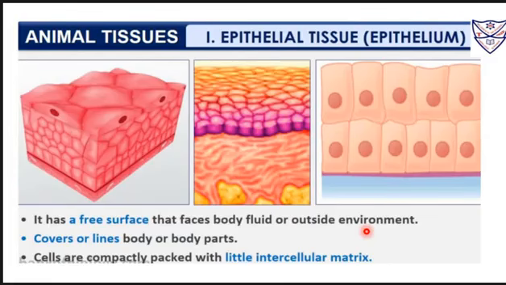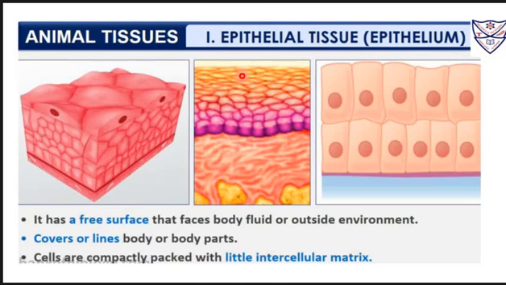Let us start with studying epithelial tissue. So what is the meaning of epithelium? Epithelium is the topmost layer. So this tissue is the topmost tissue of the body. It has a free surface that faces body fluid or the outside environment. So this part will be facing the outside environment. It usually covers or lines body or body parts.